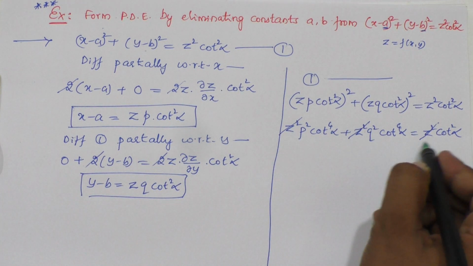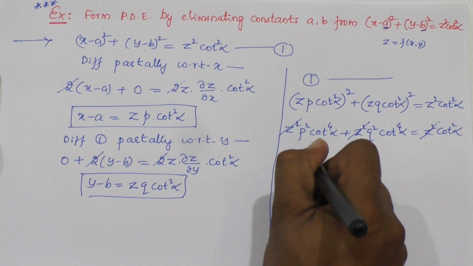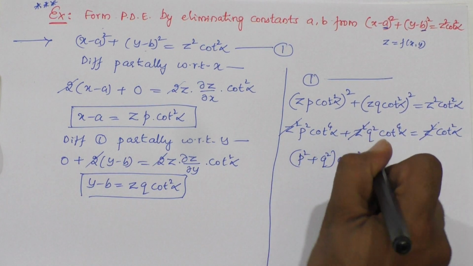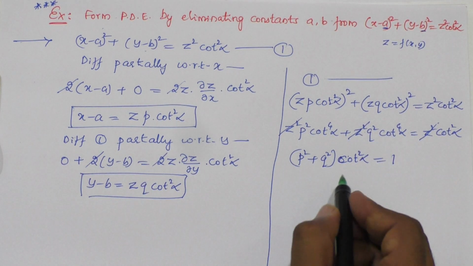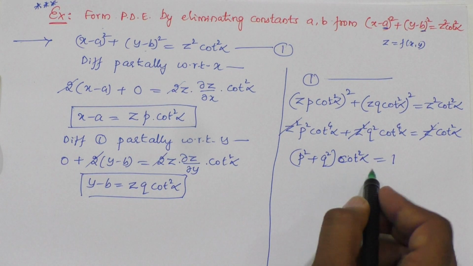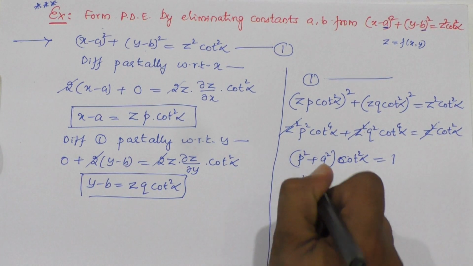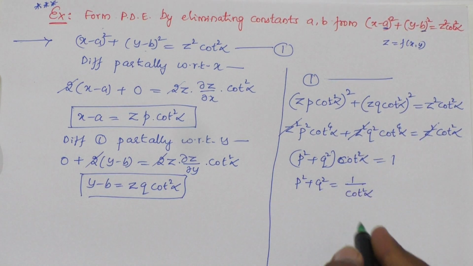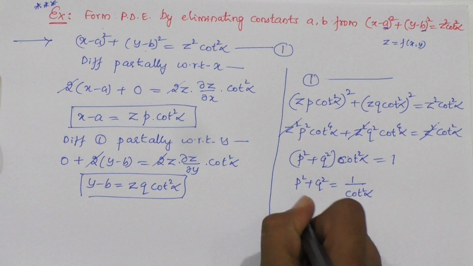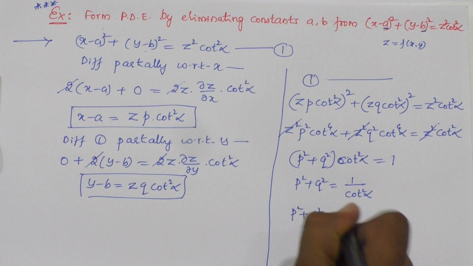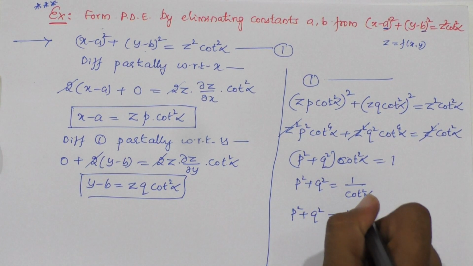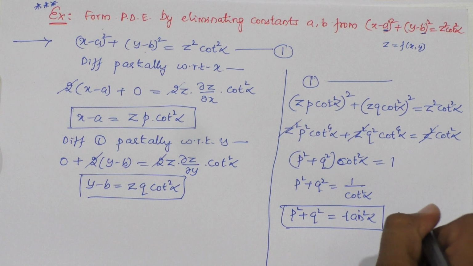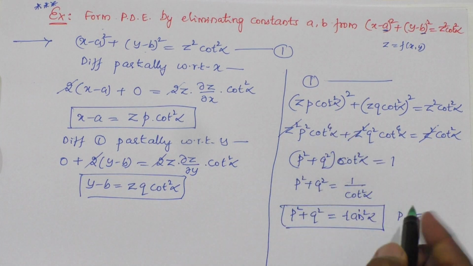If you take cot square common, it gets cancelled, and we get p square plus q square into cot square alpha equal to 1. Now taking cot to the other side, p square plus q square equals 1 by cot square alpha. 1 by cot is tan, so finally we get p square plus q square equal to tan square alpha. This is the required PDE obtained by eliminating the arbitrary constants a and b.